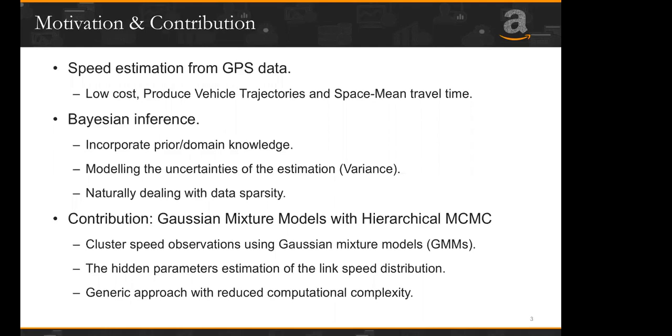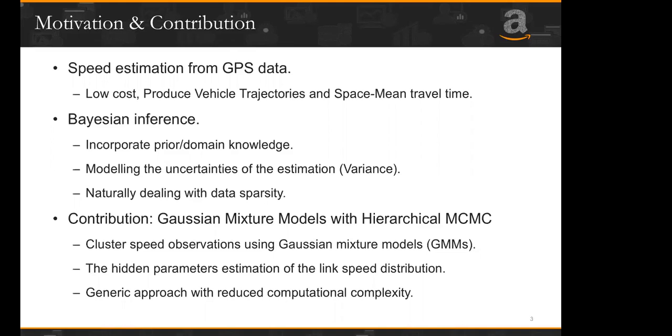So speed estimation is an important subject for traffic planners and also operators to identify key bottlenecks in traffic networks so they can make improvements accordingly. It also benefits road users with increased awareness of traffic conditions and allows better route choices, like Google Maps.